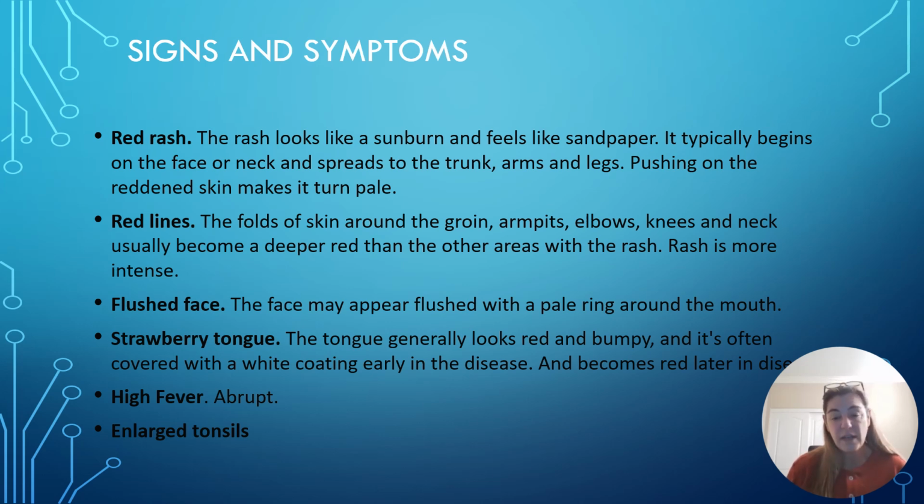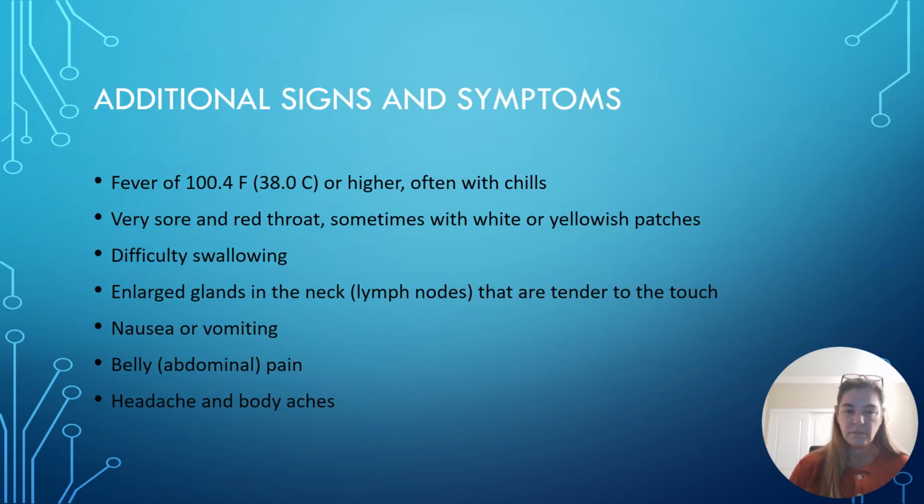You can have a flushed face with a pale ring around the mouth. Strawberry tongue: at the beginning, the strawberry tongue will look white and then it becomes red as the disease progresses. An abrupt high fever is another sign and symptom of scarlet fever, and enlarged tonsils. So again, high fevers with chills, sore throat, difficulty swallowing, enlarged glands, nausea and vomiting, abdominal pain, headaches, and body aches. So generalized symptoms that you see in a lot of the diseases that we've talked about.